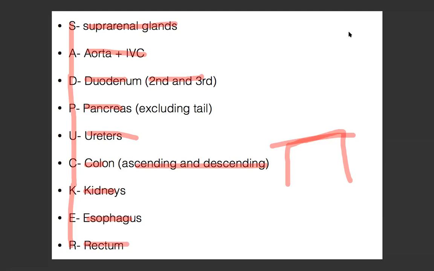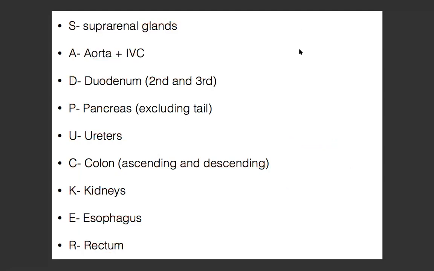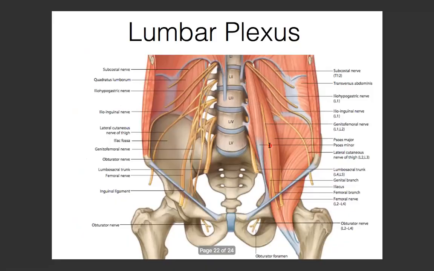That is if you want to memorize it with this mnemonic. If you can't remember it this way, you can remember that the kidney comes with the ureters, the colon, which is the ascending and descending, and with them the rectum. The kidney itself comes with the suprarenal, the aorta and the inferior vena cava, because they're found at the very back, so it makes sense that they are behind the peritoneum, right? So these are the structures found behind the peritoneum. Make sure you memorize them.